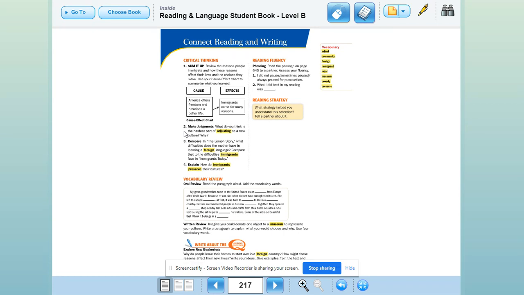I also want you to make judgments. What does it mean to make a judgment? What do you think is the hardest part of adjusting to a new culture and why? So you answer this question. You can talk to a partner. You can talk to your parents. What do you think is the hardest part of adjusting? Let's review that word. If you adjust, you get used to a new culture.